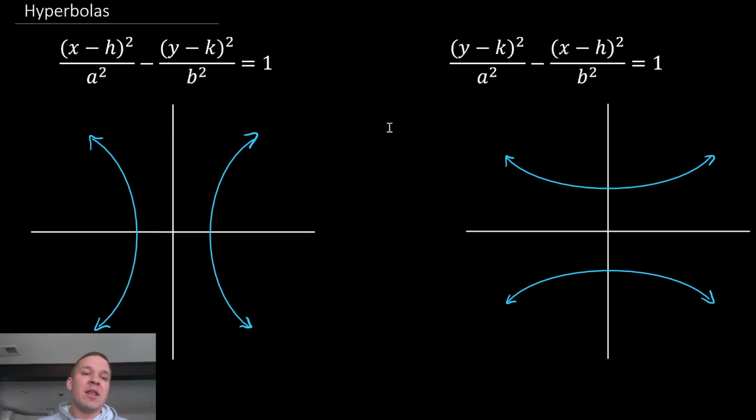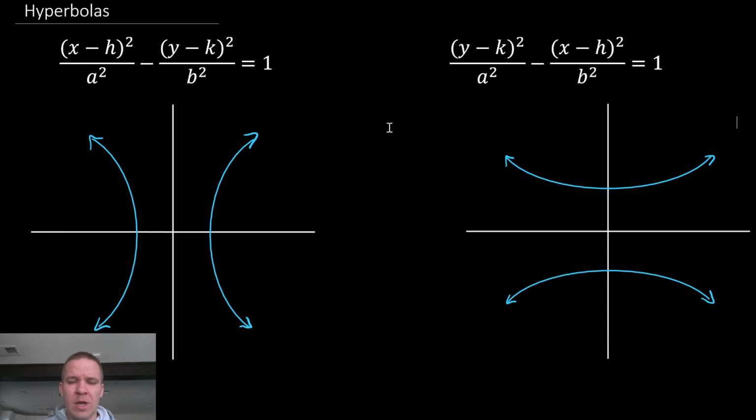So one, that a squared is always at the start, and the b squared is always the second one. But my x minus h and my y minus k swap places based on which way it's opening. If it has x minus h squared first, it's opening left and right. If it has y minus k squared first, it's opening up and down.